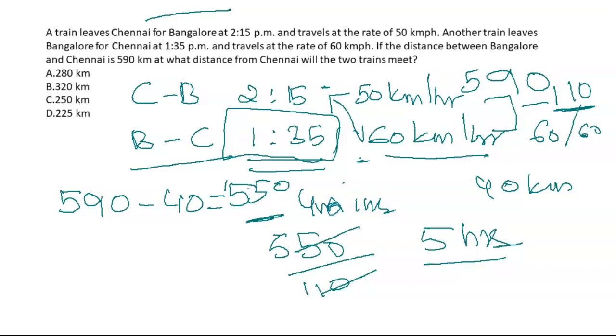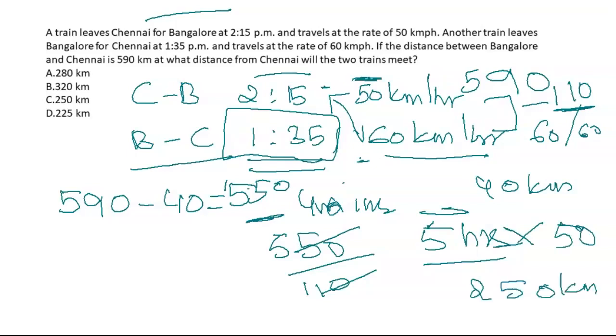So if the distance between Bangalore and Chennai is 590, what distance from Chennai will the two trains meet? So this is only starting from Chennai to Bangalore. This train starts from Chennai, and it gives 50 kilometers per hour. So for 5 hours, how much have we covered? 5 hours into 50, which is nothing but 250 kilometers. 250 kilometers away from Chennai, these both will meet. And what distance from Bangalore are they meeting? So they're meeting at 340 kilometers from Bangalore. Okay, and that's the meet. Clear? So next question, please.